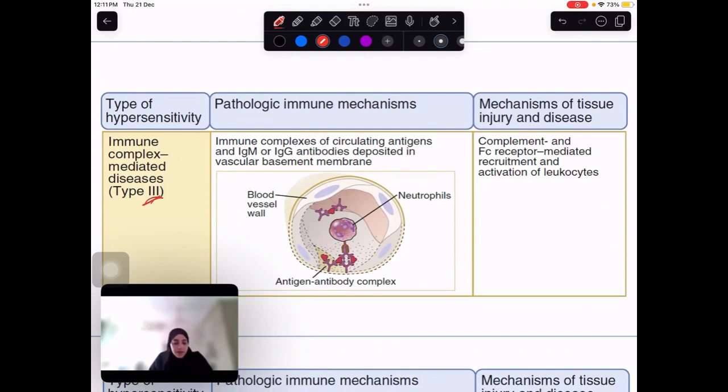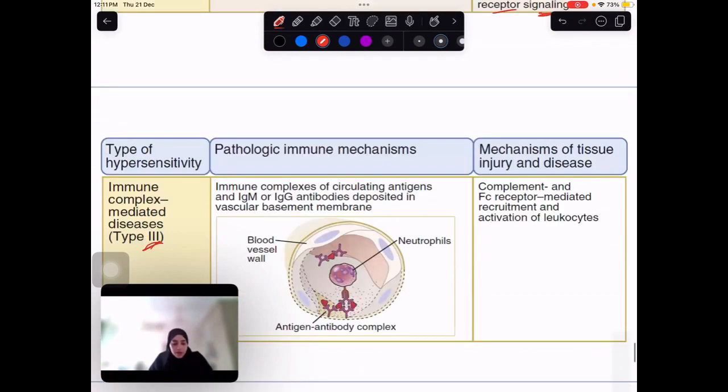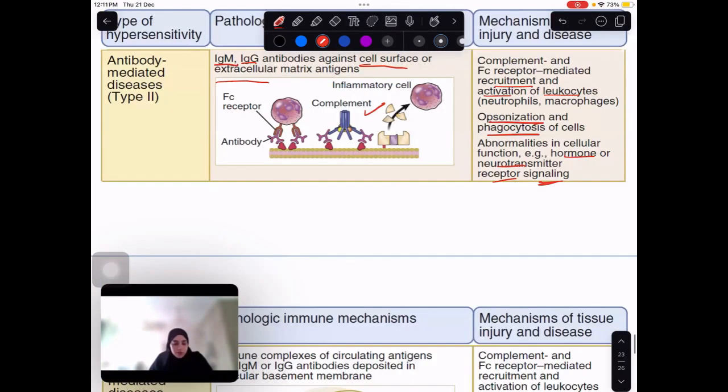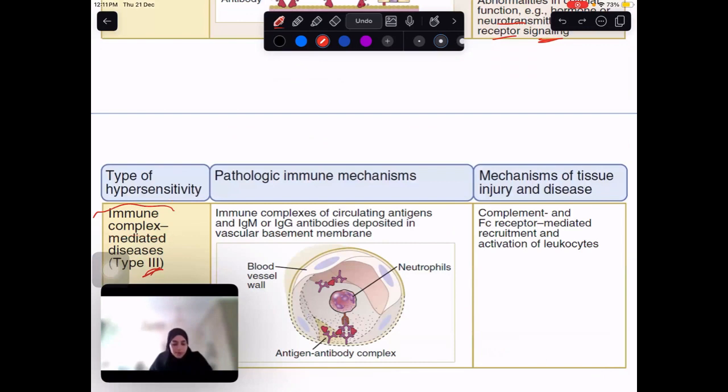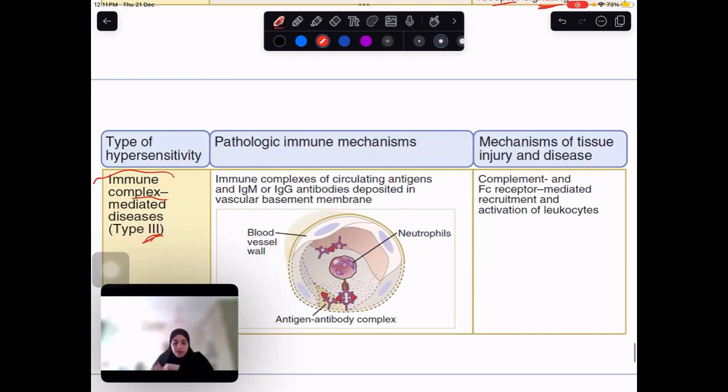Type 3 hypersensitivity, what is it going to be? Type 3 hypersensitivity is going to be immune complex mediated, because we're forming this complex where it is going to be a soluble antibody and a soluble antigen, forming these complexes, which are then going to be deposited. So here again, we mentioned it's IgM or IgG, and it's going to be deposition into the blood vessel. Okay, and again, it's going to be activating the complement.